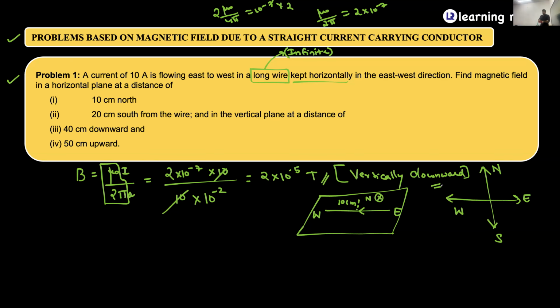So this is east to west. Place the thumb of your right hand from east to west. Curl the fingers. So it is hitting the plane here. This is the place where north is present. So at the north, it is hitting. So it is going to be into the plane.